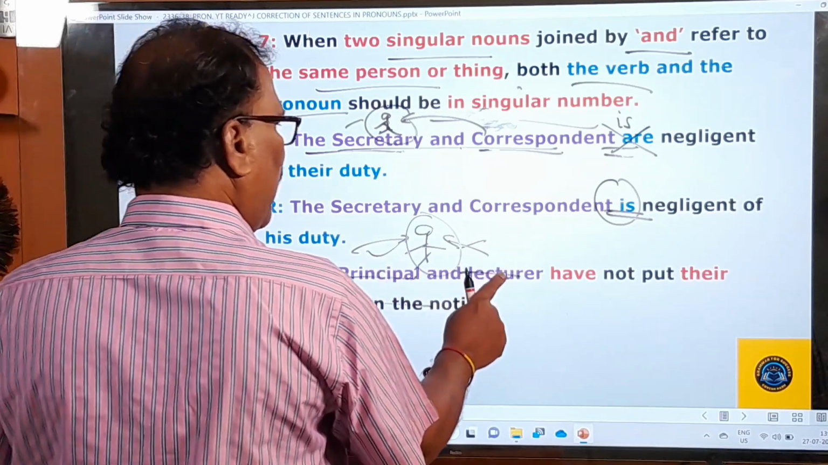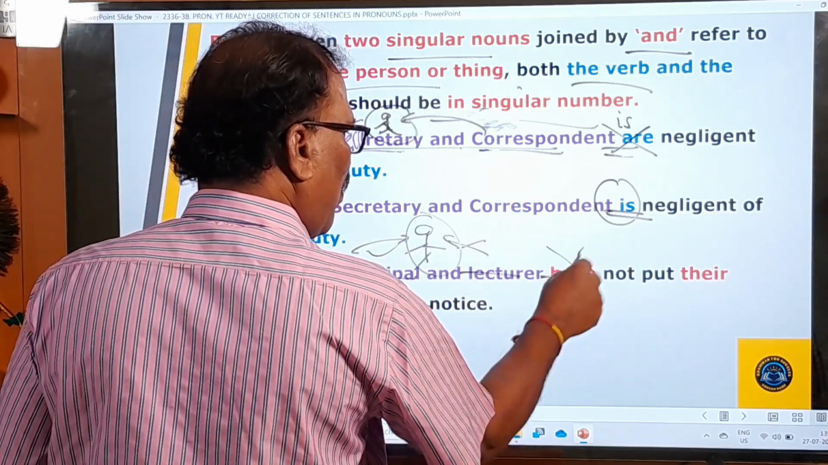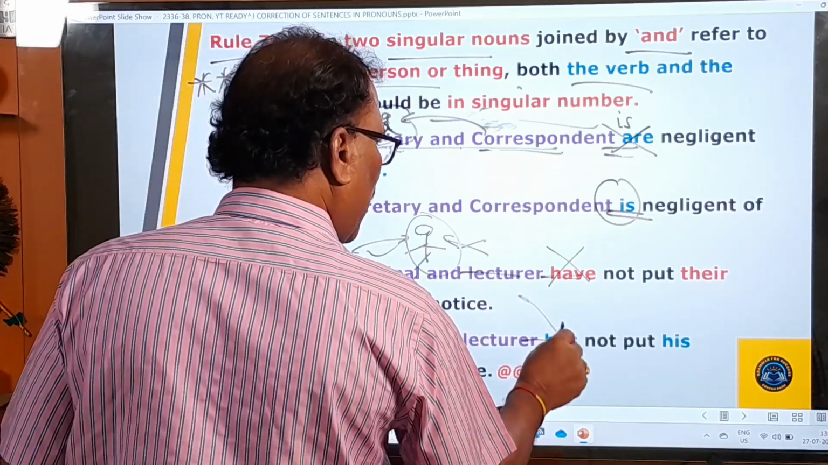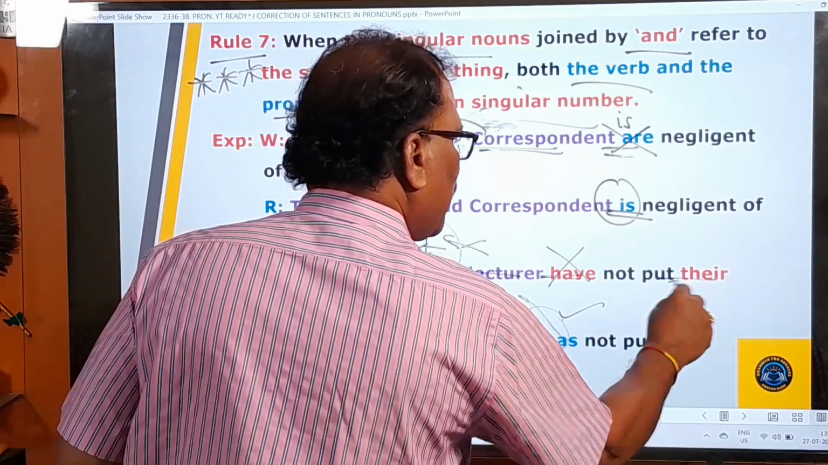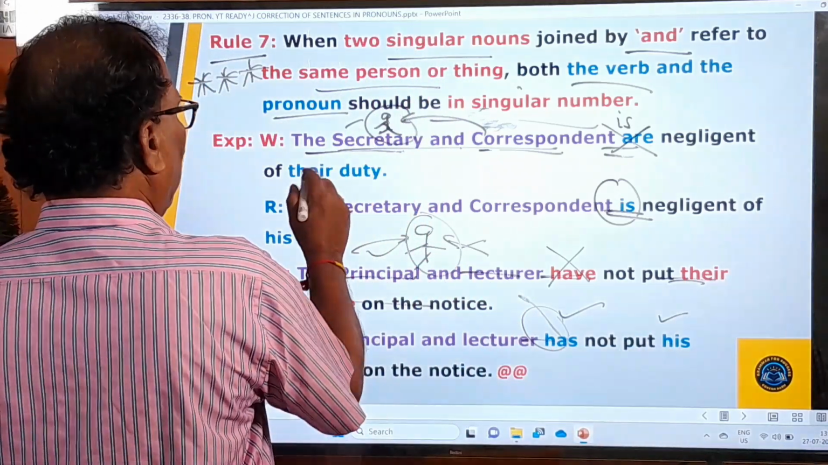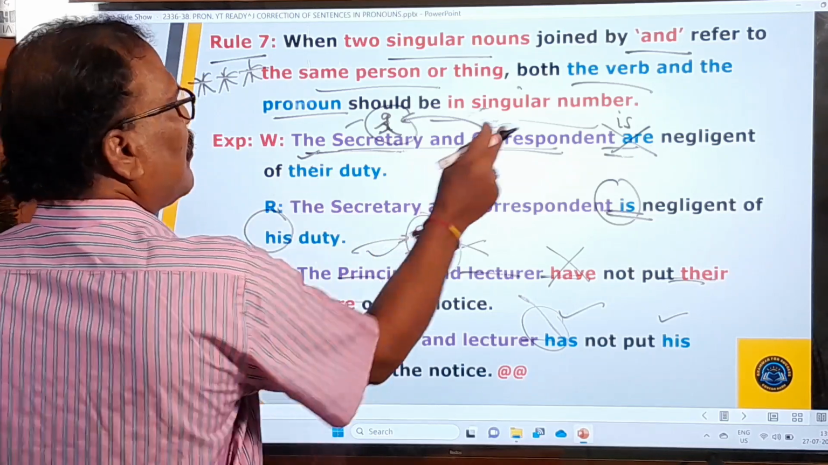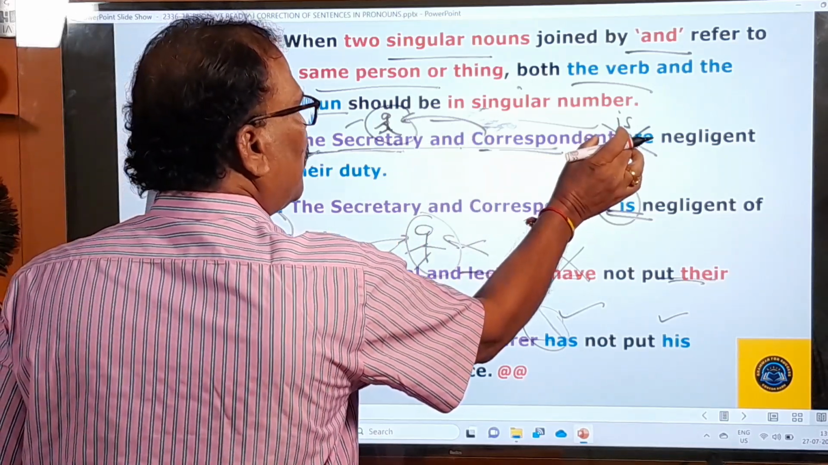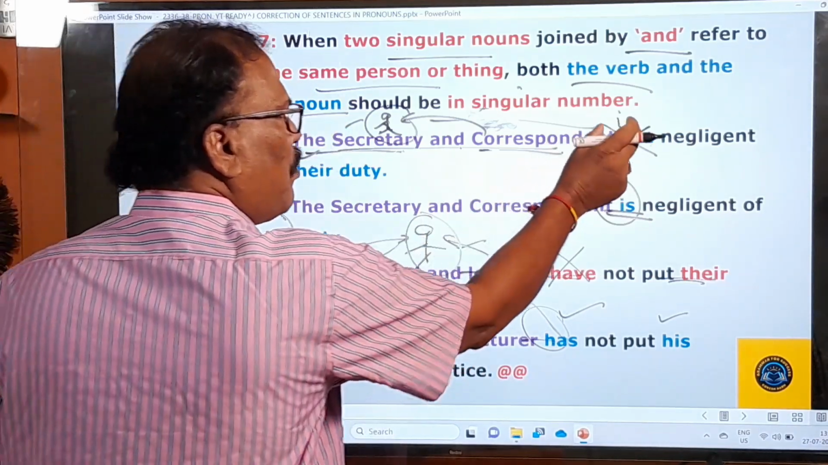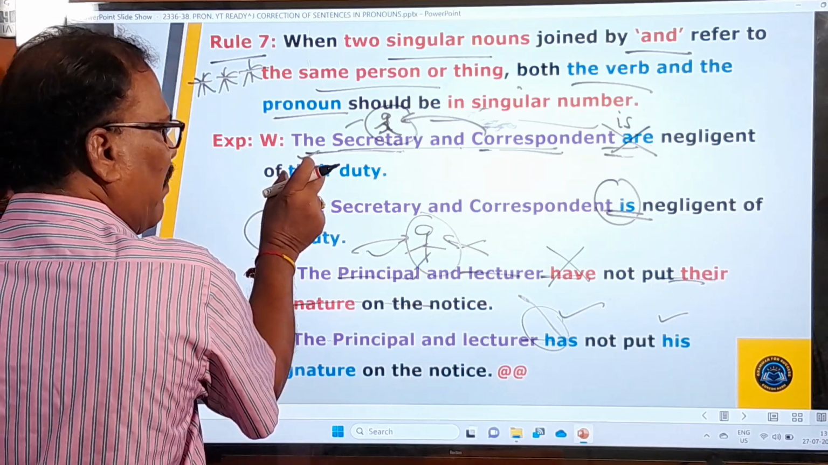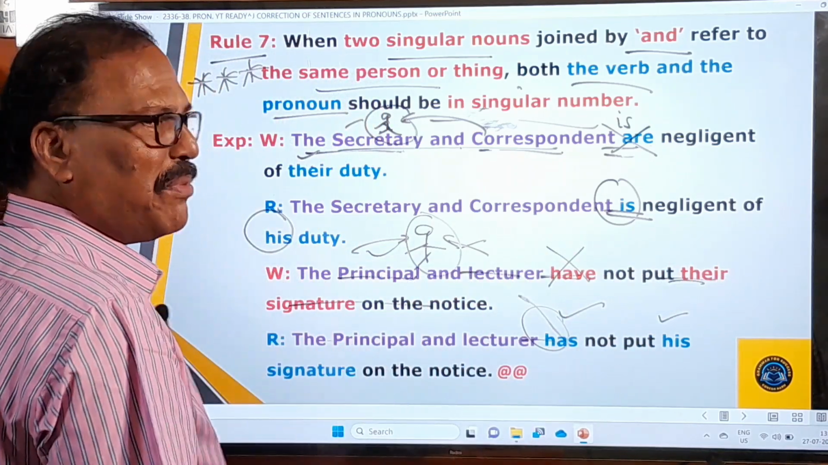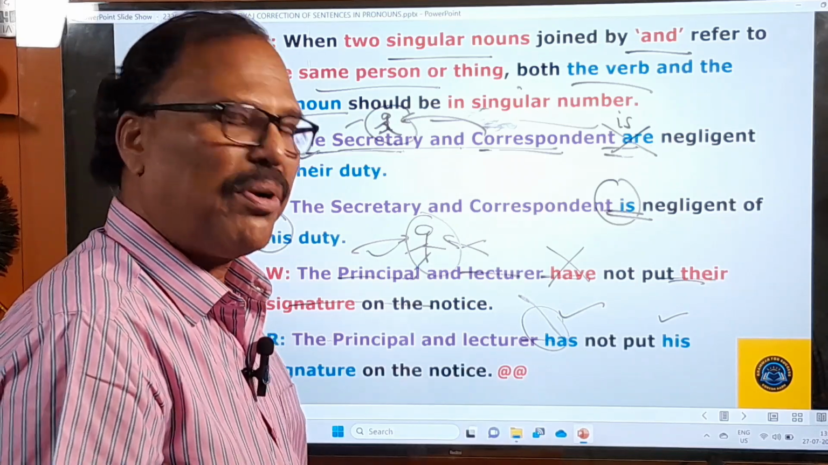Okay, "principal and lecturer have" is given wrong. What should it be? It should be "has." Okay, it should be "has." "Has not put" is to be used. And "their" is used; no, you have to say "his." Here also, singular verb and singular pronoun. In the examination, what happens? Plural verb and plural pronoun will be given. So in the second example also, plural verb, plural pronoun is given. You have to change them into singular verb and singular pronoun. That's what you have to do.